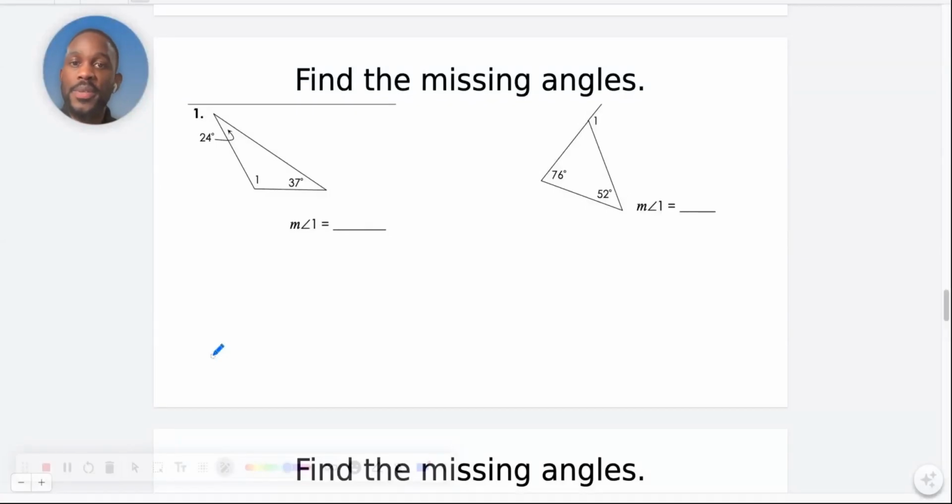Hi guys, in the previous video we introduced the interior angle sum theorem of a triangle, and what that means is angles in a triangle have to add up to 180 degrees. And then we also introduced the exterior angle theorem. We say that an exterior angle will be equal to the sum of two interior angles non-adjacent to it.